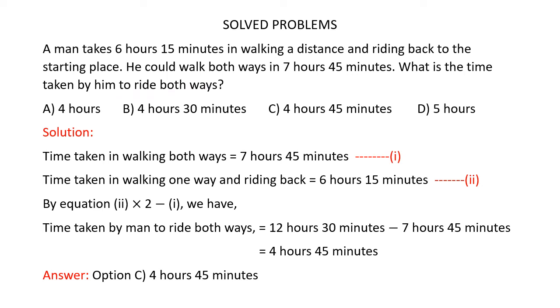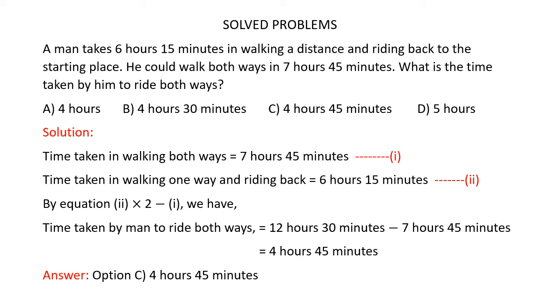Now it's given he could walk both ways in 7 hours 45 minutes. So time taken in walking both ways is 7 hours 45 minutes. This is equation 1. It's also given the man takes 6 hours 15 minutes in walking a distance and riding back to the starting place. So time taken in walking one way and riding back is 6 hours 15 minutes. This is equation 2.